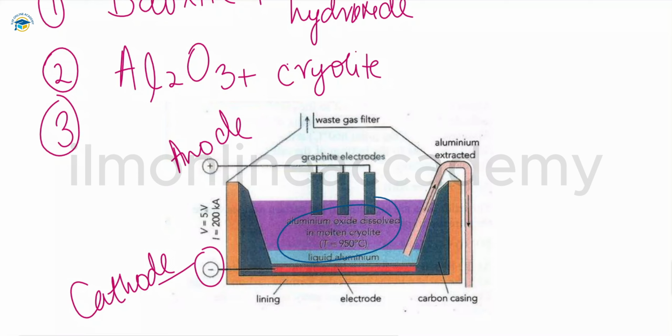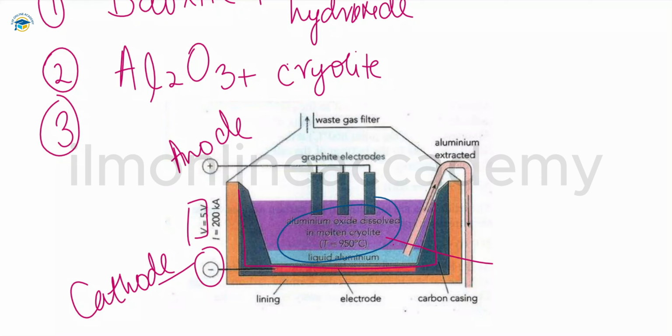this process runs continuously. Liquid aluminum is siphoned out and more alumina is added as necessary. The voltage used here is quite low, just 5 volts, but the current flowing is very large, 200 kiloamperes. A large current flowing through the electrolyte produces a lot of heat, which keeps the mixture in the molten state, as we require them molten.